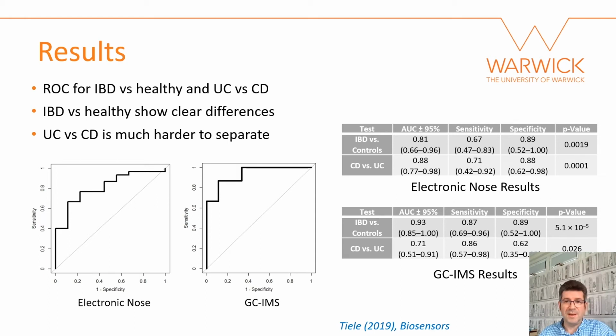They show basically there's a clear difference in breath between IBD patients and healthy controls. But again, it's still hard to separate CD from UC. There are still differences, but that's much harder to do. The electronic nose here did much better, and we don't have an explanation for this. But for the VOCs, it does worse.